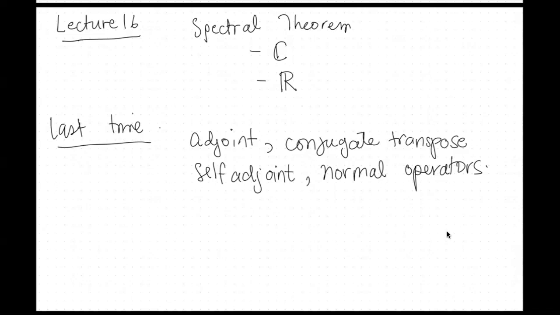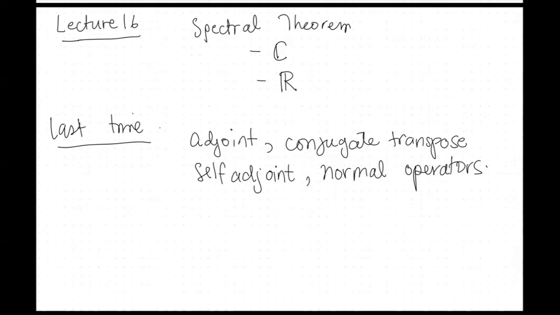Last time we defined the adjoint of a linear operator: if you have an operator T, the adjoint is T star. And then the conjugate transpose of a matrix, where basically we are interchanging the rows and columns and then taking the conjugate. This is defined over C. And then we defined self-adjoint operators and normal operators.